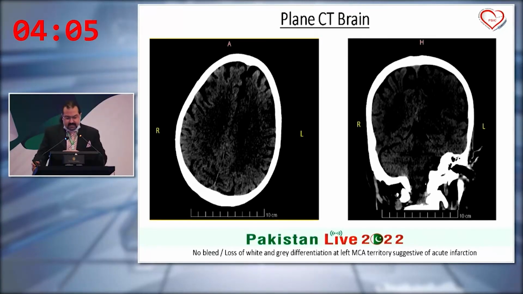So if we see the CT scan on the right hemisphere, it might not be clear over here, but there was a diffuse hypodensity at the MCA territory, and there is loss of the differentiation between the white and the gray matter, which is suggestive of an acute infarction of the middle cerebral artery.